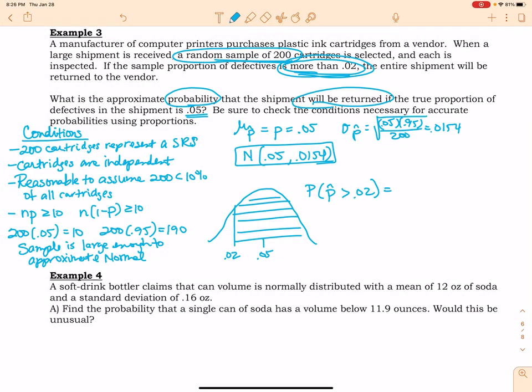Score! 97.43%, which stands to reason that the probability would be that high that you would reject the sample, because if in actuality 5% of them are defective, it makes sense that the probability is high. So you're welcome.